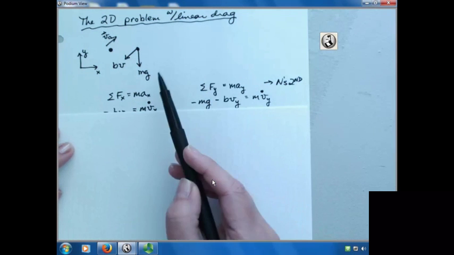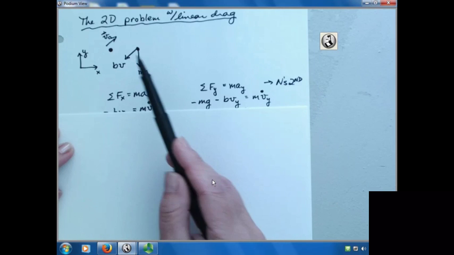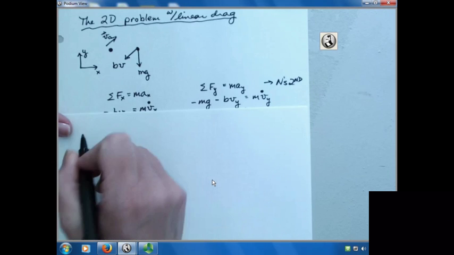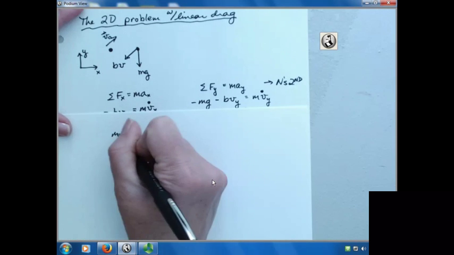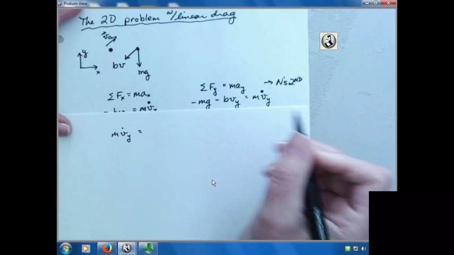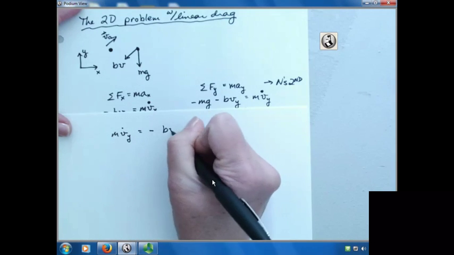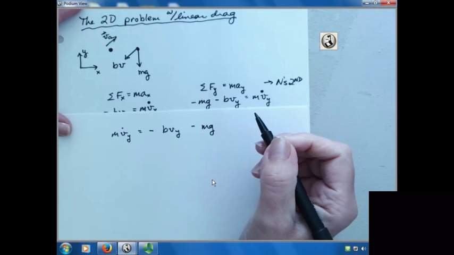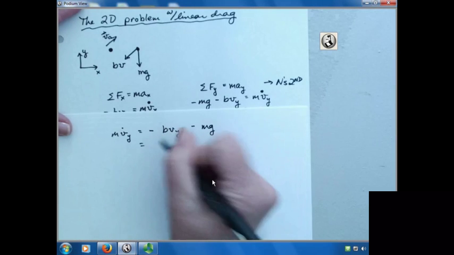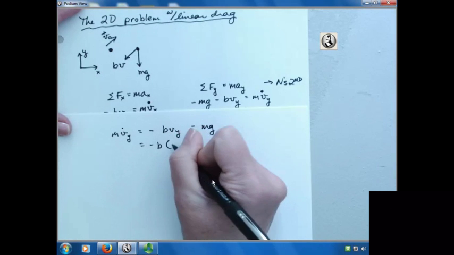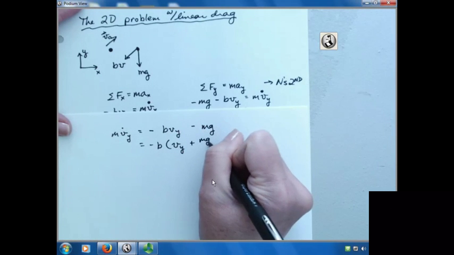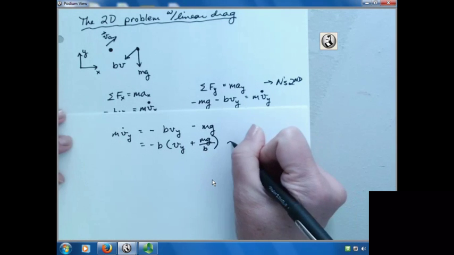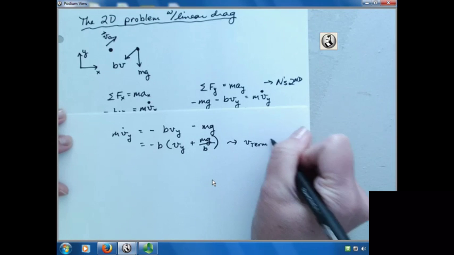Okay, so ma, for my y component, I've got negative mg of this guy, and negative b times the y component of v for that guy. All right, so let's go ahead and do the math. m vy dot is equal to minus b vy minus mg. And I am going to pull a negative b out front, and that gives me vy plus mg over b in my parentheses there. Now last time we found that mg over b has its own name. It's called the terminal velocity.